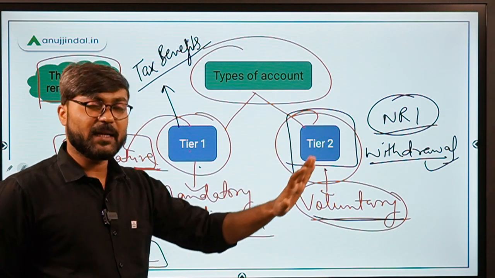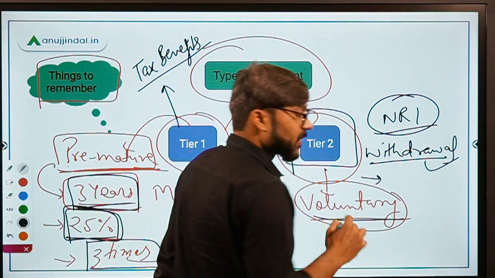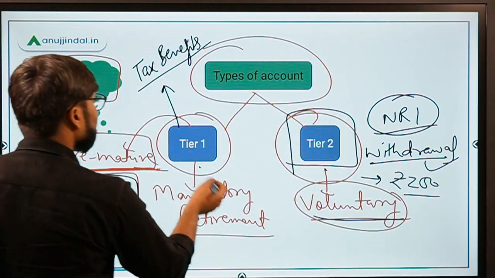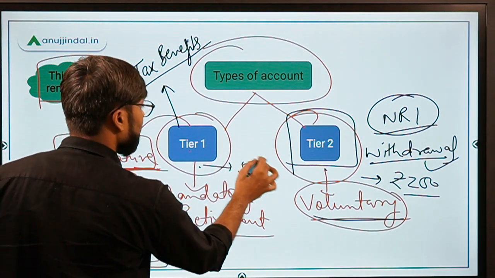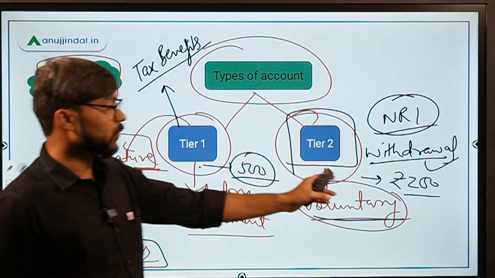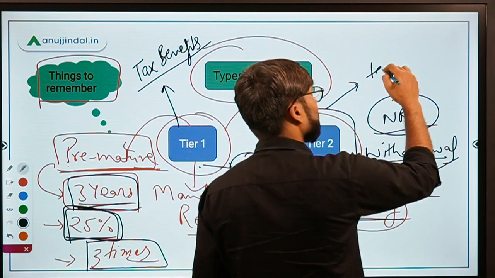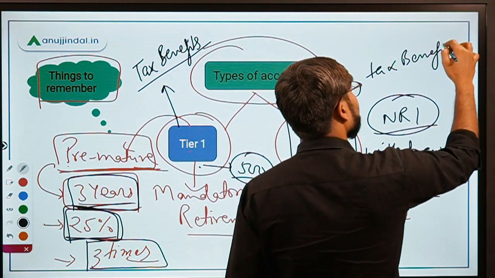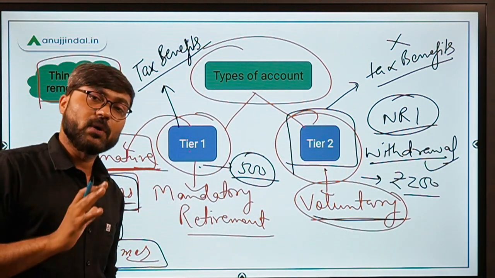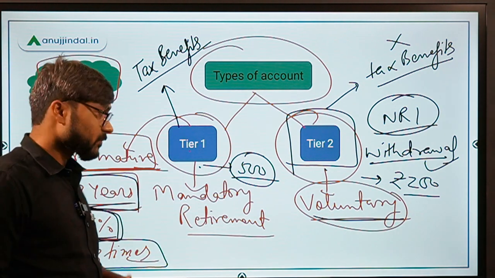Tier 2 account जब तक मेरा है तब तक मैं किसी समय कितना भी withdrawal कर सकता हूँ. Okay, जो इसमें minimum amount per contribution है that is ₹250, while in tier 1 account it is 500. Okay, and there are no tax benefits. कोई टैक्स बेनिफिट्स अंडर द टीयर 2 अकाउंट्स नहीं दिए जाते. ओके, सो आई होप गाइस द टाइप्स ऑफ अकाउंट एंड देयर फीचर्स आर क्लियर.